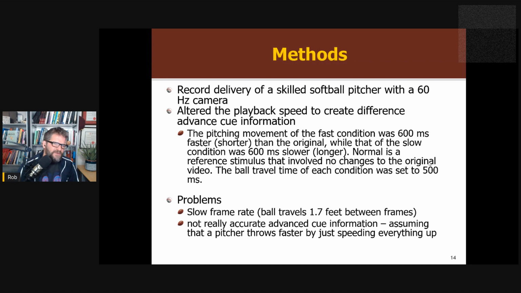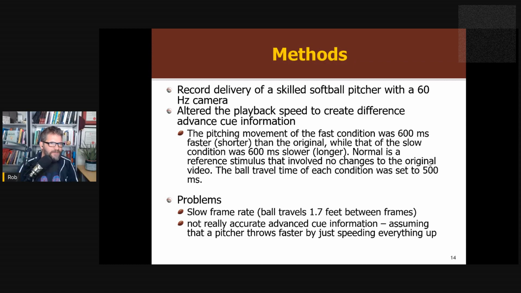The more serious one for me, though, is this. If I do a slow pitch as a pitcher in softball, and then I do a fast pitch on the next one, there are more differences between those two than just everything moving faster in the second one. It's not the case that throwing faster is just everything sped up. It's a different task. A pitcher throwing at a higher velocity is doing a different task than throwing at a slower velocity.